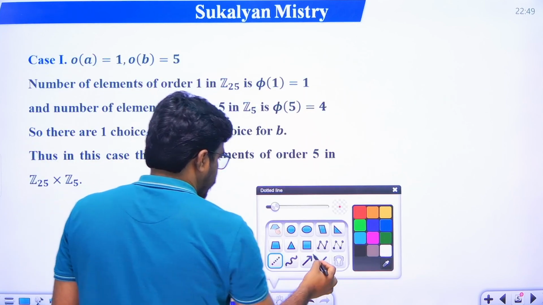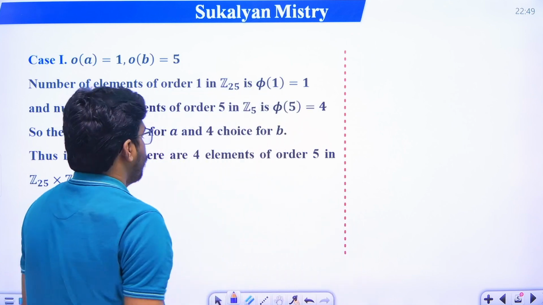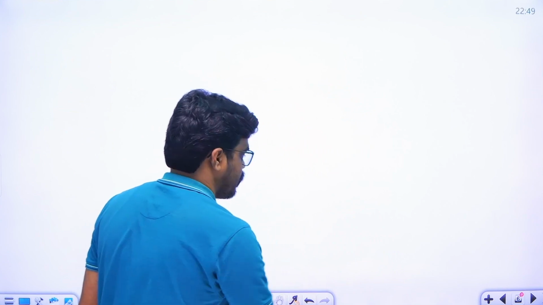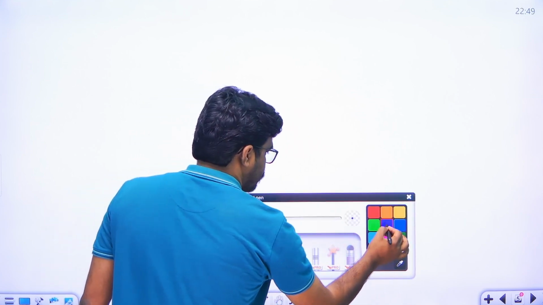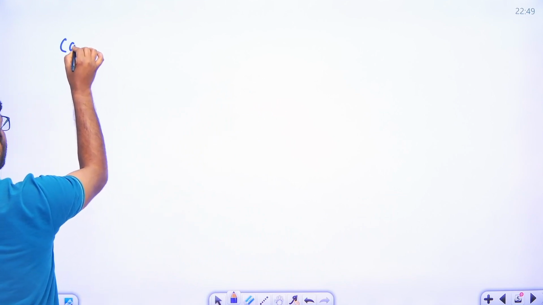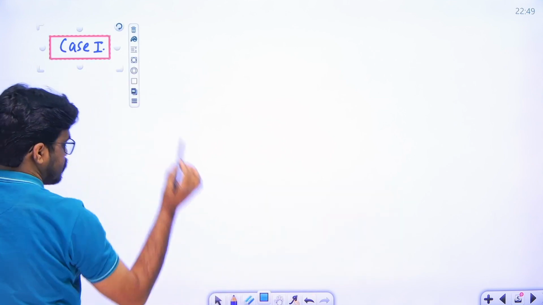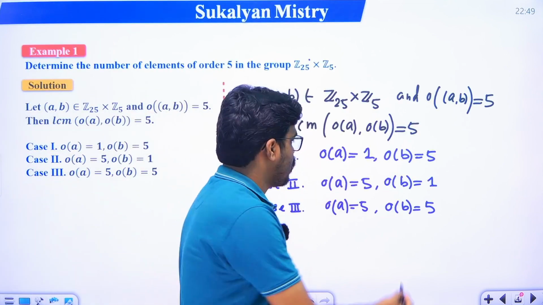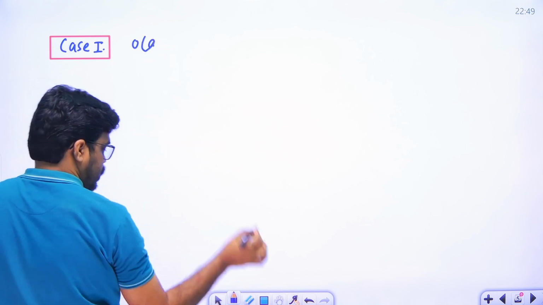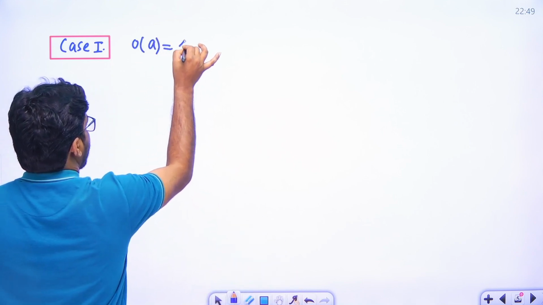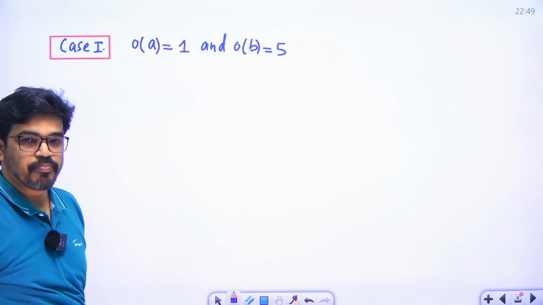So now we consider the case. First case, case 1. What is the first case? First case is order of A is 1 and order of B is 5. This is the first case. ঠিক?